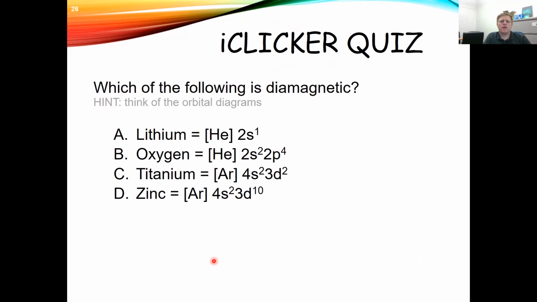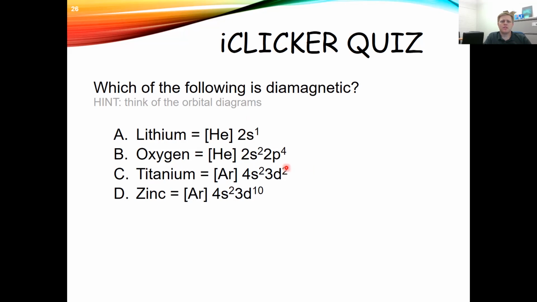All right, let's see how you do with this last idea by asking which of the following is diamagnetic. Go ahead and pause here and try and figure this out. All right, so diamagnetic, dia means two, which is associated with pairing. So we're gonna have to pick one of these materials where all the electrons are paired. There's only one electron in this 2s orbital. One electron can't pair itself.